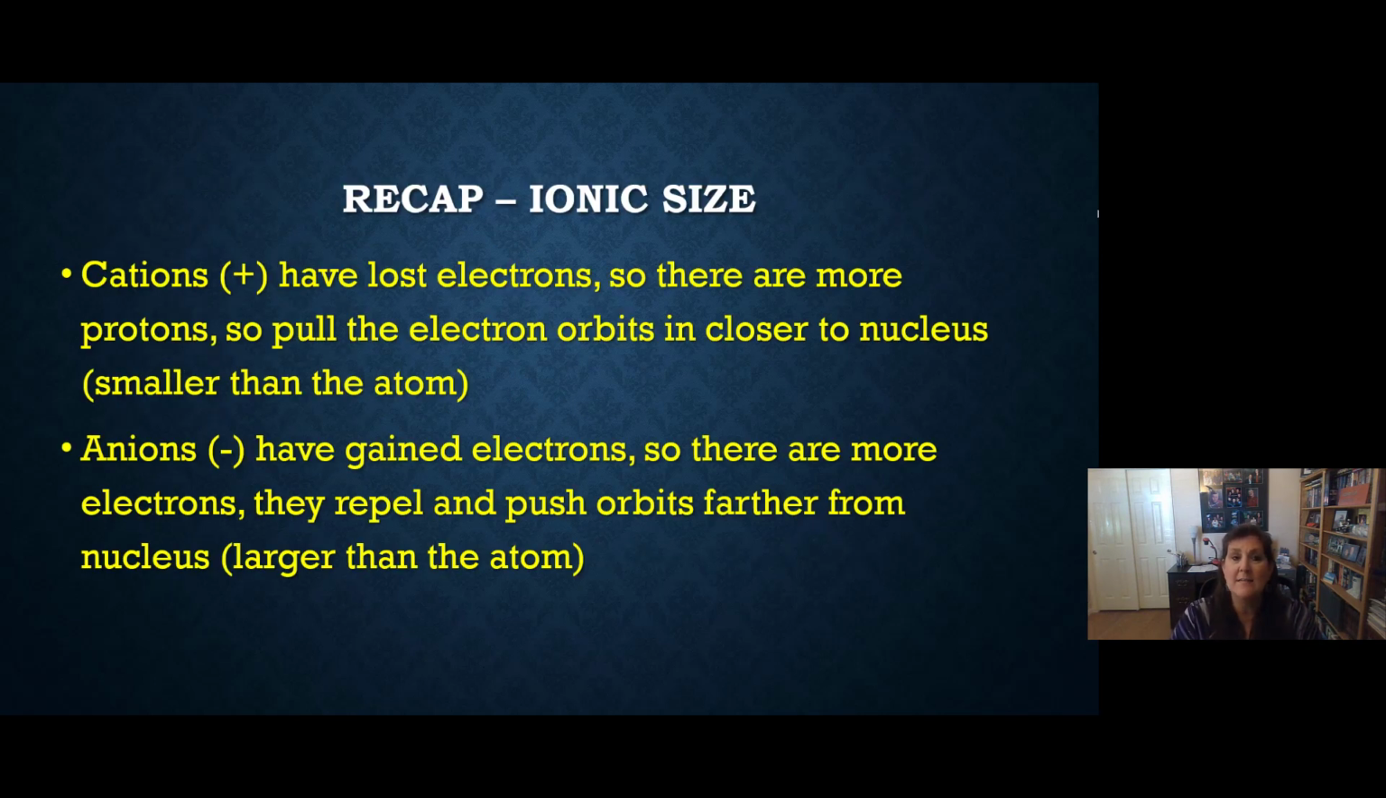Recap ionic size. Now remember, cations have lost electrons. So we've moved in a little bit and we are smaller than the atom from which we came. Anions are negative. We gained electrons. Electrons repel and push away and had to push out and become a little bit bigger. So anions are larger than the atom from which they came.